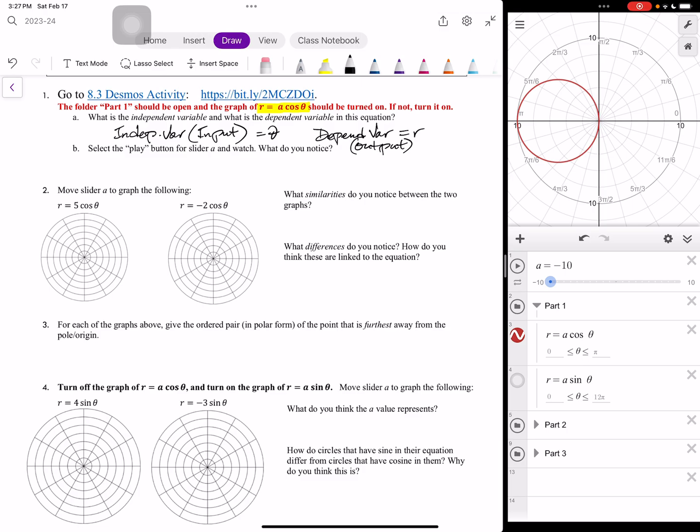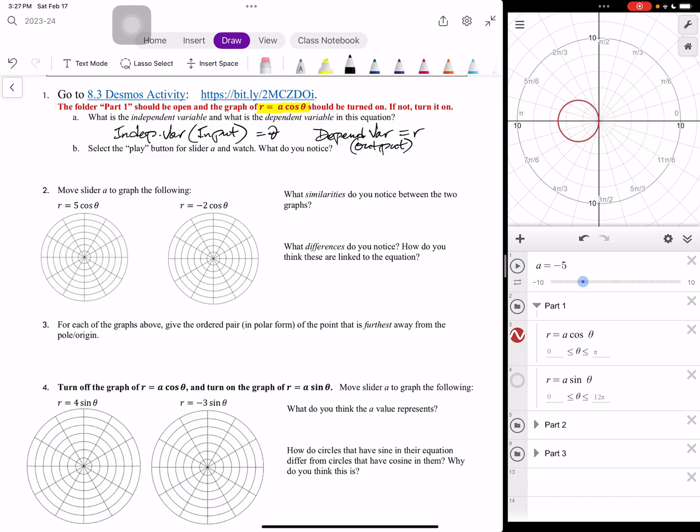Now, in our lesson here, number two, we're supposed to be graphing r is equal to 5 cosine theta. So let's slide it over to 5. Let's take a look at it. All right, so it's a circle. Now it's on the right-hand side. So when A is positive, it's on the right side of the y-axis, still symmetrical about the x-axis or the polar axis. And if you take a look at the diameter of the circle, it's 5. All the way up to 10 here, notice that when A is 10, the diameter is 10. So actually A gives you information on the diameter, and if it's positive, you're on the right side of the y-axis. If it's negative, you're on the left side of the y-axis.